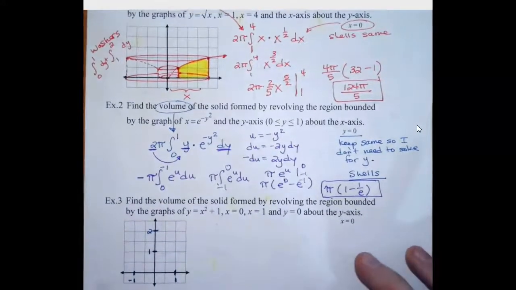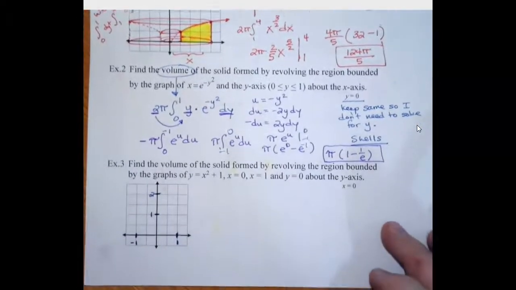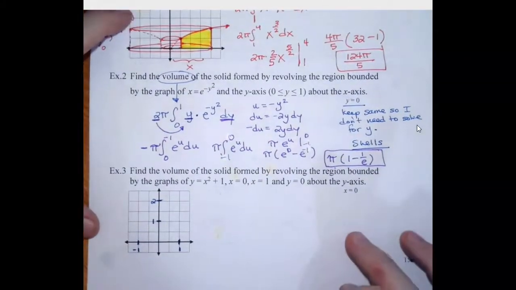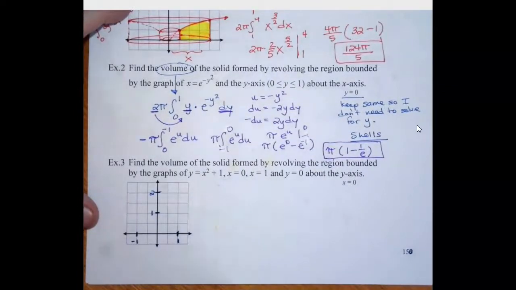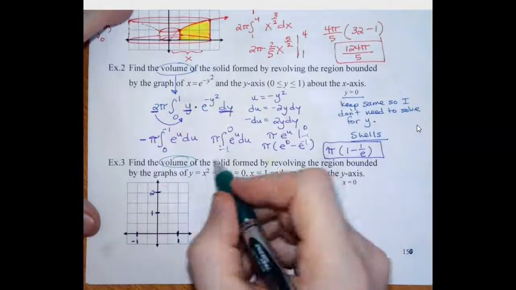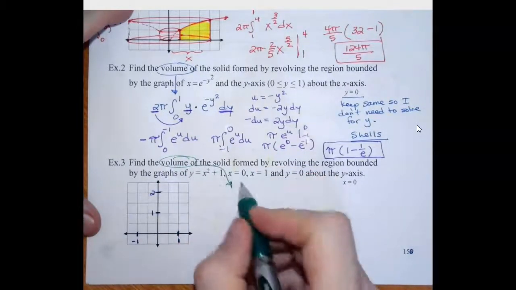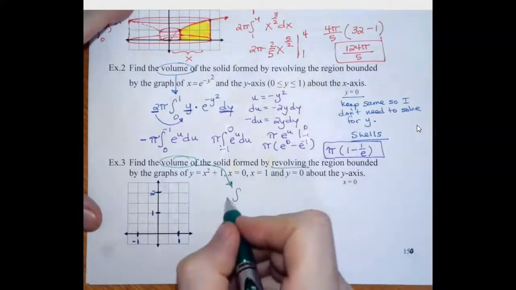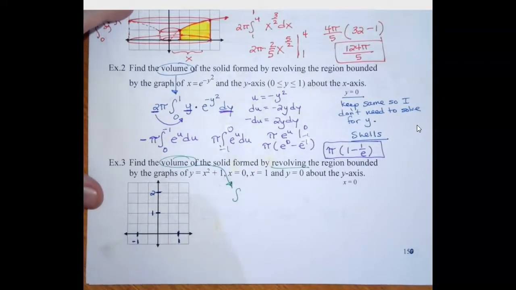Alright. Okay. So let's move on to example 3. And example 3 should look a little bit familiar. So volume, integral. Okay, revolving is going to be pi or 2 pi.